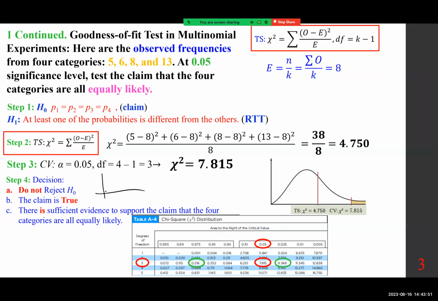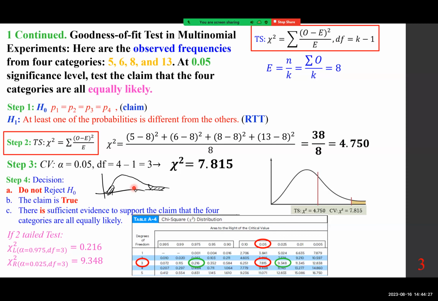For a two-tail test, you get those chi-squared values. One of them is 0.216, one of them is 9.348, and the test statistic 4.750 is still in between, and you have the same result, which is fail to reject H0.